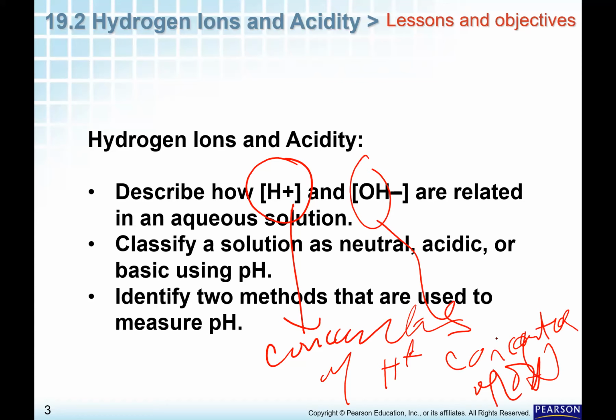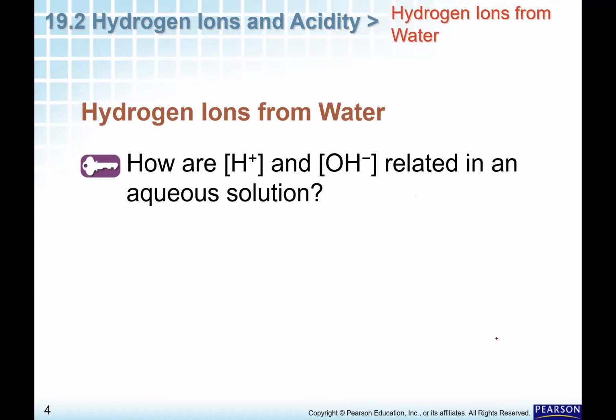Then, how can we classify solutions as neutral, acidic, or basic using the pH value? The third objective is the methods usually used in measuring the pH of a solution, which is mainly using a pH meter or using indicators like litmus paper, that you guys are maybe all aware of before.